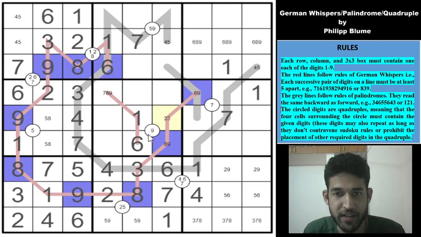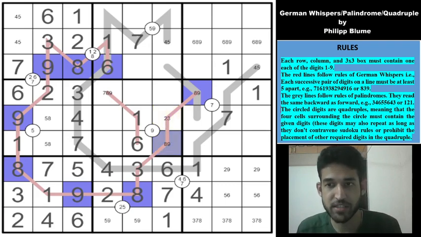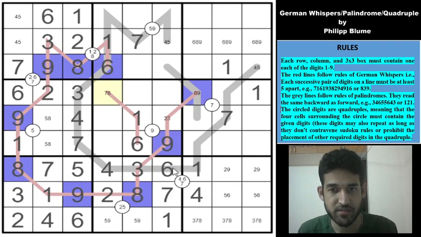Okay, I must have a 9 in these 4 cells, right? Due to classic, due to the quadruple part. So which means this would be a 9, because there is no other cell which can take a 9. So which means this is not a 9, this is 7 or 8.